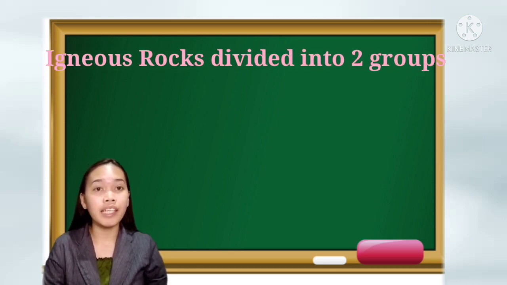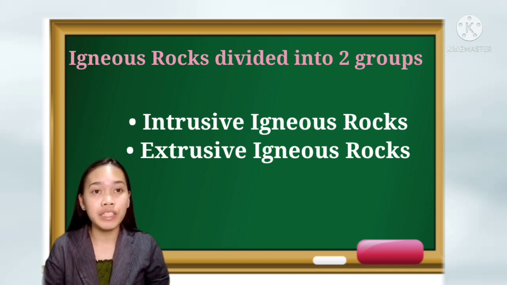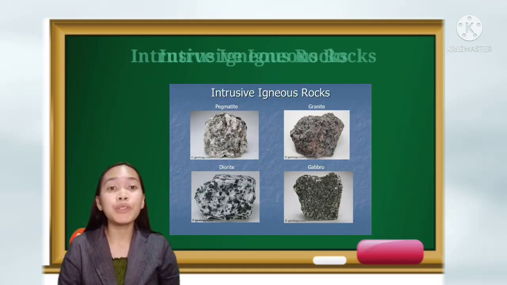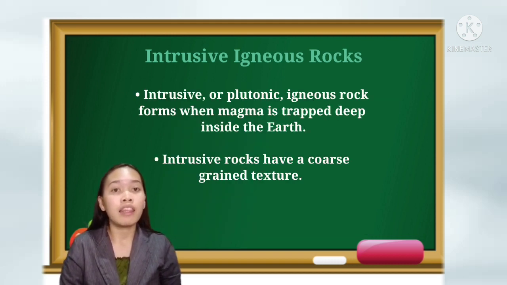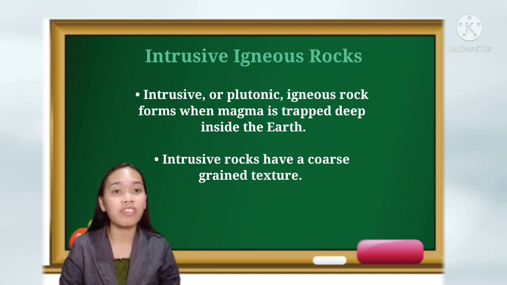Igneous rocks are divided into two groups. What are those? Intrusive and extrusive rocks. It depends upon where the molten rock solidifies. Let's define first intrusive igneous rocks. Intrusive or plutonic igneous rock forms when magma is trapped deep inside the Earth. Some of the magma may feed volcanoes on the Earth's surface, but most remains trapped below over many thousands or millions of years until it solidifies.